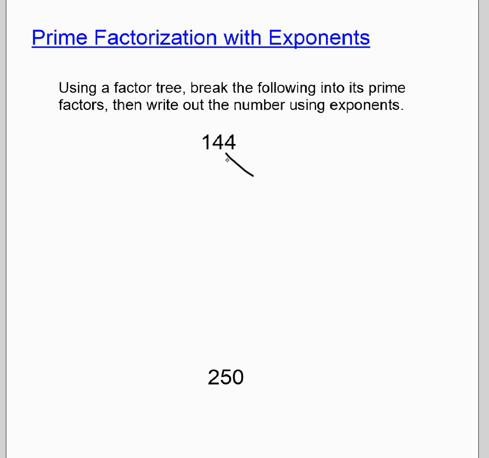I'm going to start with 12 times 12 because it's going to make a slightly smaller factor tree. Then you break down each of those. I'm going to show you two examples. For example, you could break down the first 12 into 3 and 4, and you could choose to break the second 12 into 6 and 2. It really doesn't matter. You're going to end up with the same answer. Now, because 3 is a prime number, you're done.